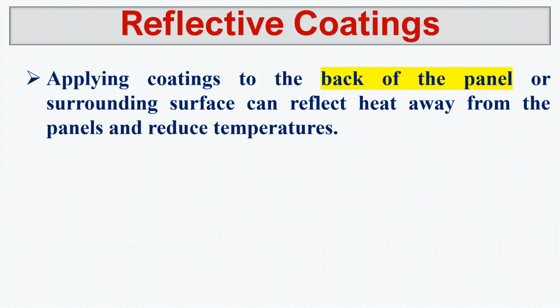Next one is a reflective coating. Applying a coating to the back of the panel or surrounding surface can reflect heat away from the panels and reduce the temperature. It's just reflective coated painting on the back of the panel, so the back of the panel will not absorb the heat, it reflects the heat away. So this is another method.